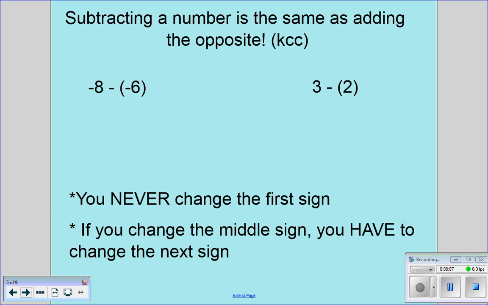And the adding the opposite part is like me adding those 0 pairs. So like what I was showing you on the board, adding those 0 pairs, I was adding the opposite. You just were not seeing that.